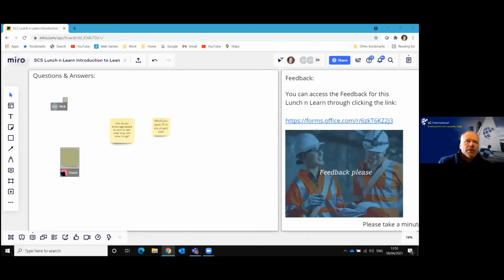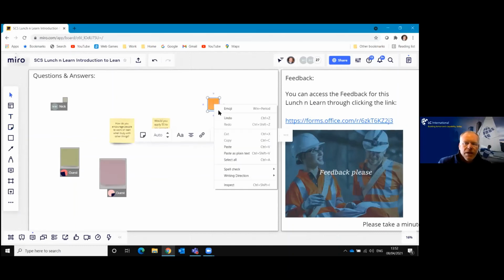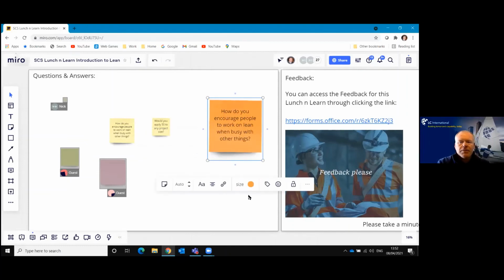So I'm just going to copy some of the questions that we have there. So we've just got a question here around how do you encourage people to work on lean when busy with other things?